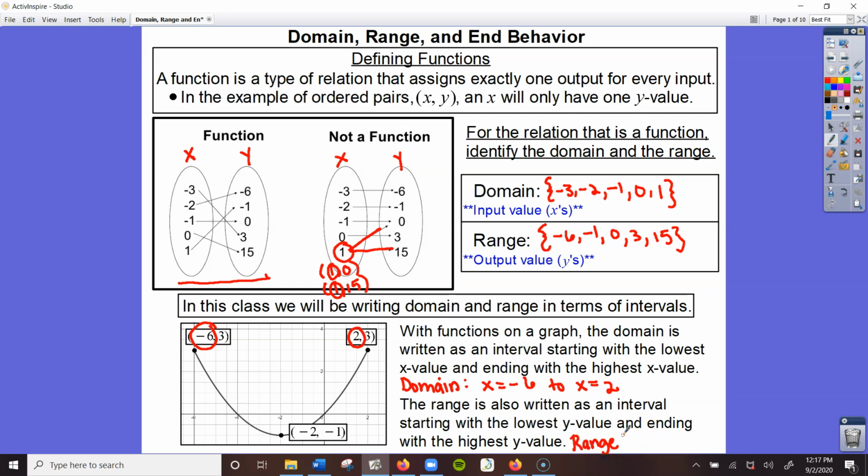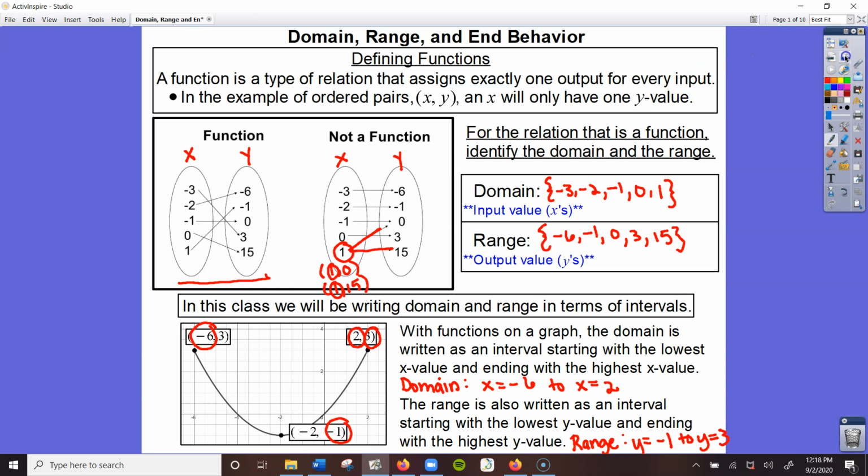For the range, we would do the same thing, but now we're looking at the y values. So we would state, okay, the smallest possible y value on my graph is -1. So my range is going to start with -1. And then we would look to the largest possible value, which is 3. So therefore, the range of this graph starts from when y is equal to -1 all the way up to when y is equal to 3. And that means it's also all the y values in between -1 and 3.